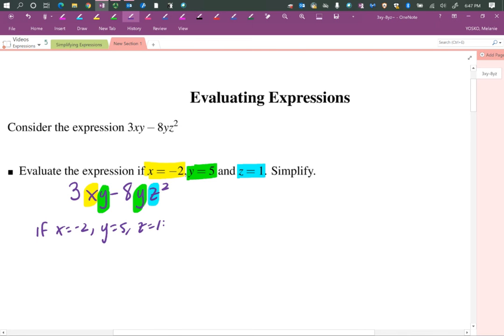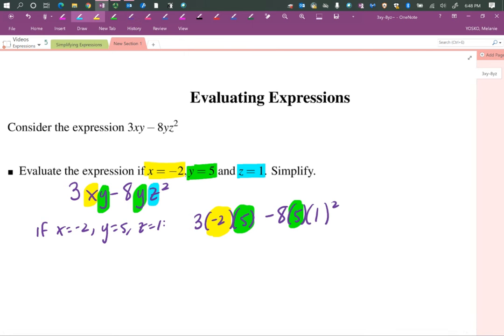Okay, so evaluating, we have 3 times, instead of x, -2. And then we're going to put the y value right here, so we're going to write a 5 minus 8 times, we're going to put the y value again, so it's going to be a 5. And then z squared, well, z was a 1 squared. So all this means is that instead of that variable, we're going to write that number that's given to us instead. Then we're going to do order of operations.